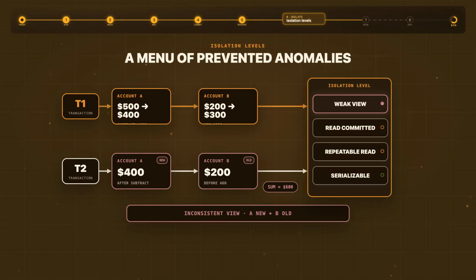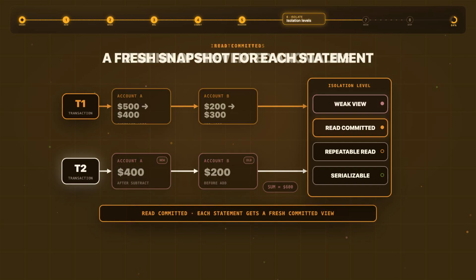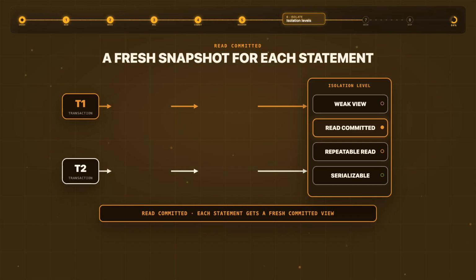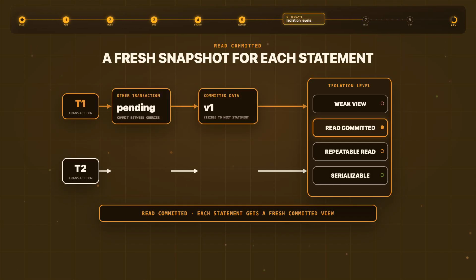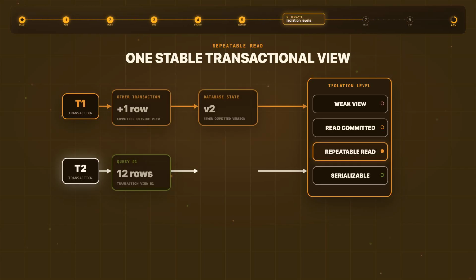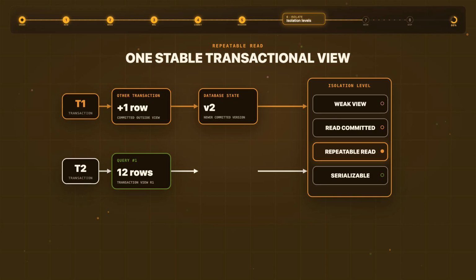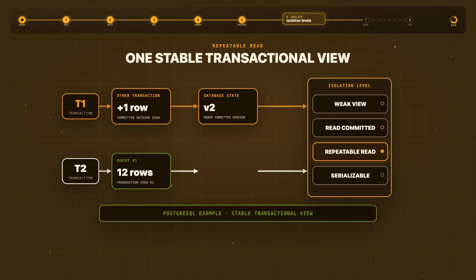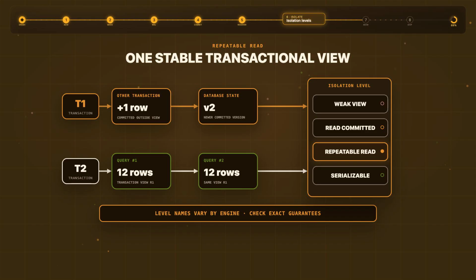SQL isolation levels describe which concurrency anomalies the database must prevent. Read committed generally gives each statement a view of data committed before that statement began. Run the same query twice in one transaction, and newly committed rows may appear the second time. Repeatable read keeps a stable transactional view in systems such as Postgres, so repeated reads do not drift in the same way. But the exact guarantees behind a level name vary by database engine.